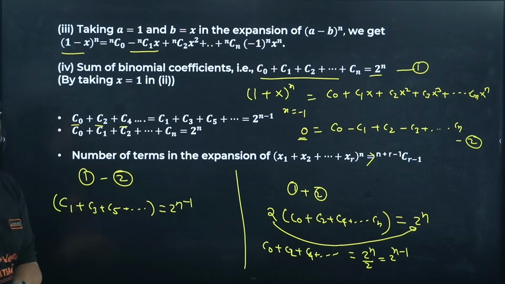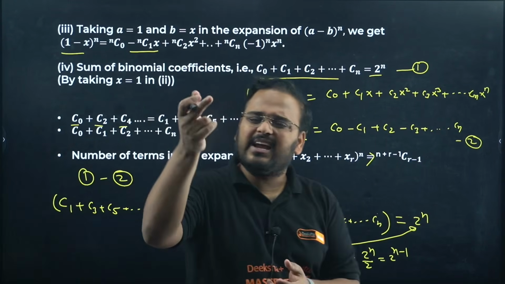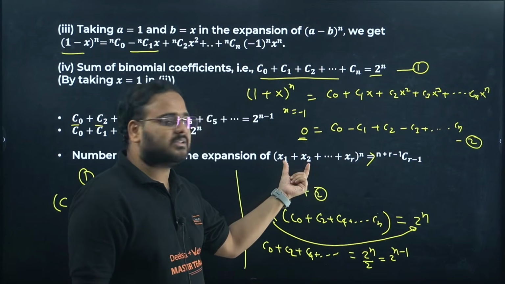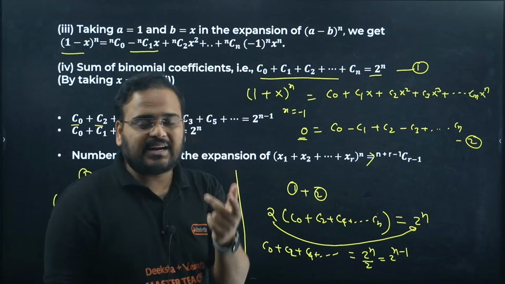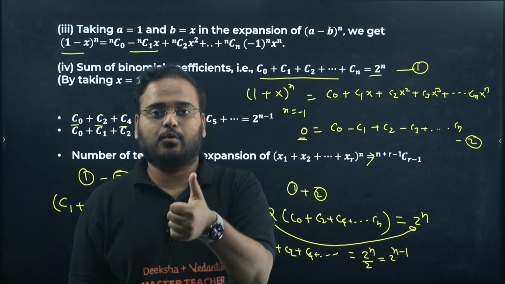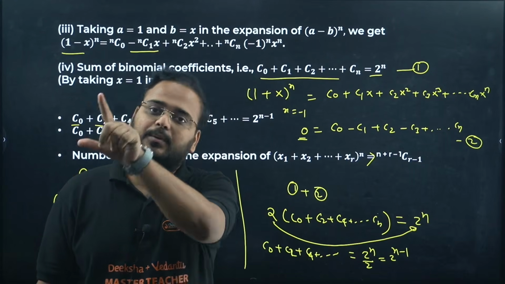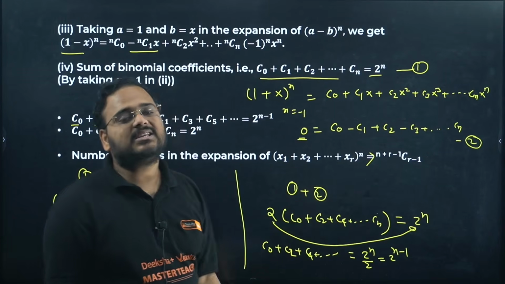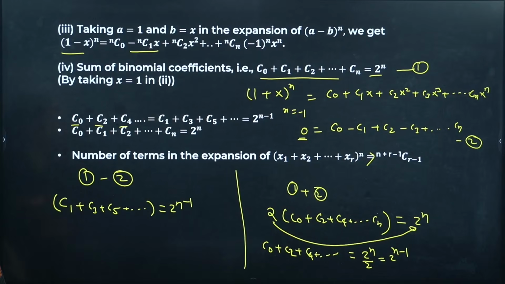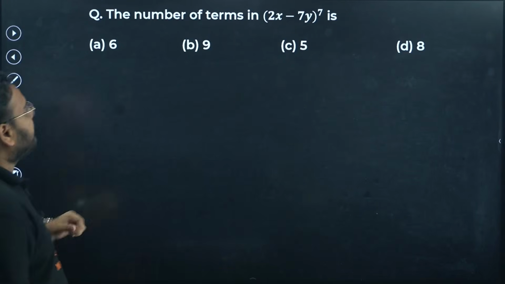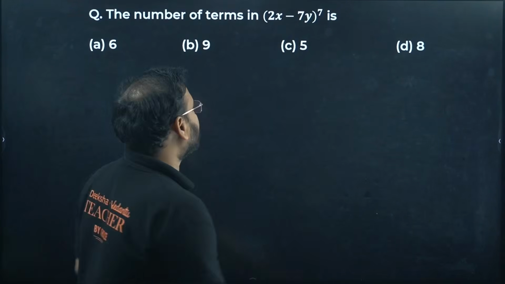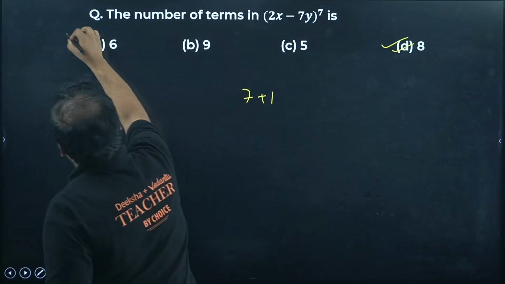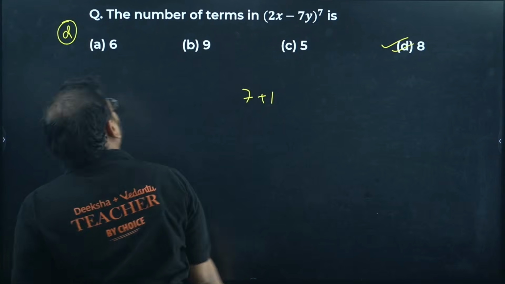Now if somebody is thinking, sir, you already taught me that if the power is n, take the number of terms as n plus 1, but that is for binomial, meaning when you have only 2 terms inside the bracket, then the rule is true that the number of terms becomes n plus 1. If you have more than 2 terms, then the rule is n plus r minus 1, C r minus 1. Please check, guys. Moving on. In this case, this is 2 terms. What is the number of terms going to be? 7 plus 1, which is going to be 8. Answer is, sir, D. Getting it?